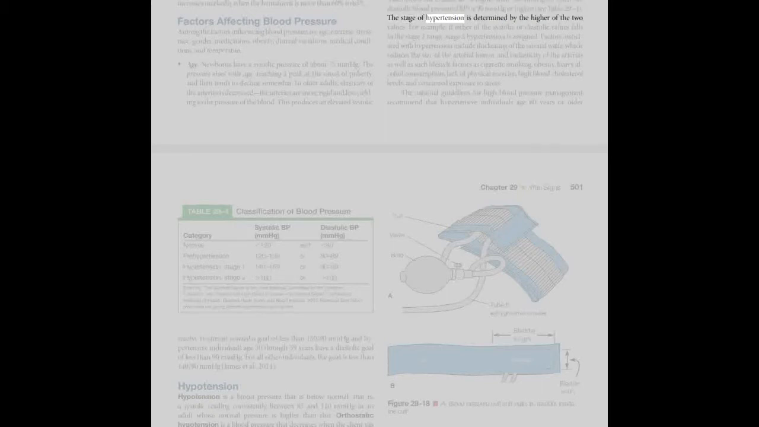The stage of hypertension is determined by the higher of the two values. For example, if either of the systolic or diastolic values falls in the stage 2 range, stage 2 hypertension is assigned. Factors associated with hypertension include thickening of the arterial walls, which reduces the size of the arterial lumen and inelasticity of the arteries, as well as such lifestyle factors as cigarette smoking, obesity, heavy alcohol consumption, lack of physical exercise, high blood cholesterol levels, and continued exposure to stress.